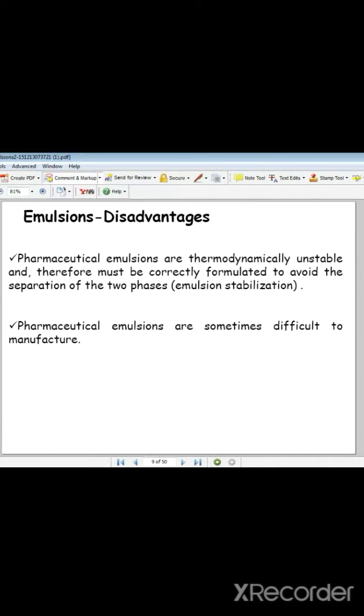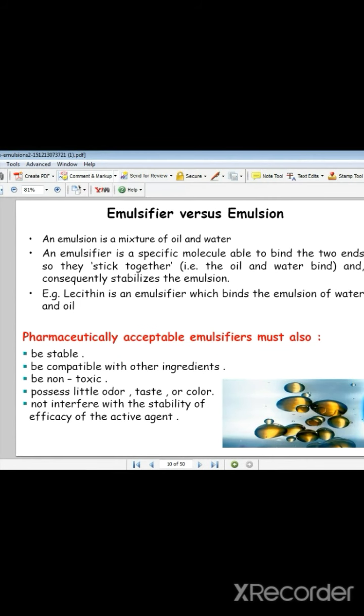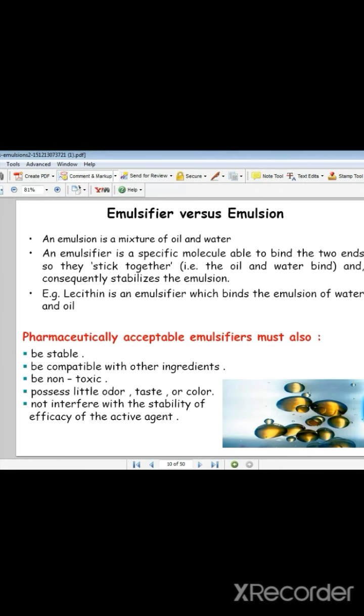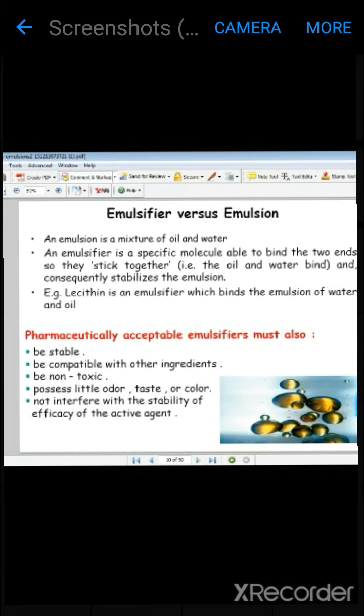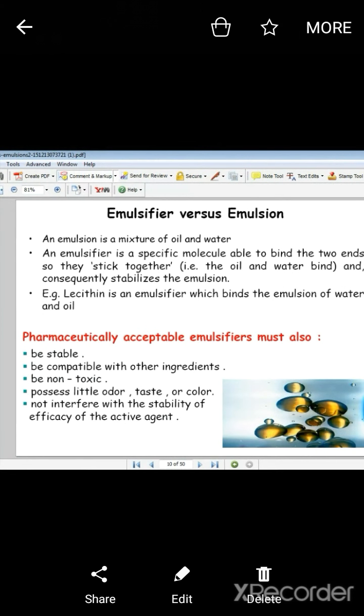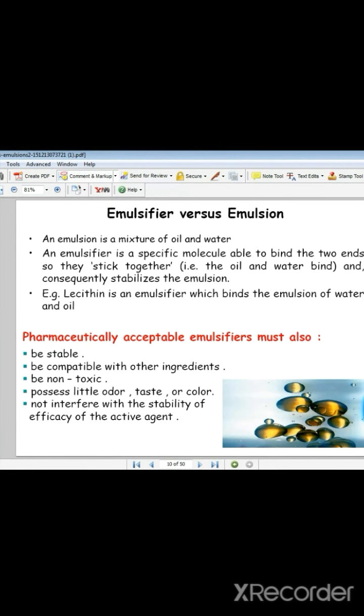Pharmaceutical emulsions are sometimes difficult to manufacture. It's also a big disadvantage of emulsion. Emulsifier versus emulsion, means emulsifying agent versus emulsion. An emulsion is a mixture of oil and water. An emulsifier is a specific molecule able to bind the two ends so they stick together. Example, acetylene is an emulsifier which binds the emulsion of water and oil.